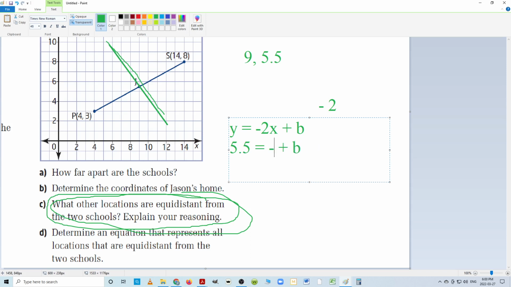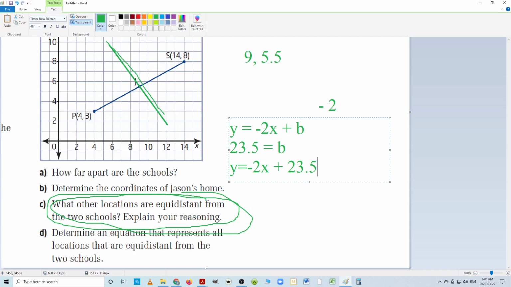It's fine to work in decimals in this situation. Negative 18. But I'll show you another way in a second. So then I add 18 to both sides. I get b is equal to 23.5. Now, if you wanted to put that over 2, that's what b is, so now I've got to rewrite the formula. y is equal to negative 2x plus 23.5, which means I could put in any x value now and figure out a y value that fits on this line.